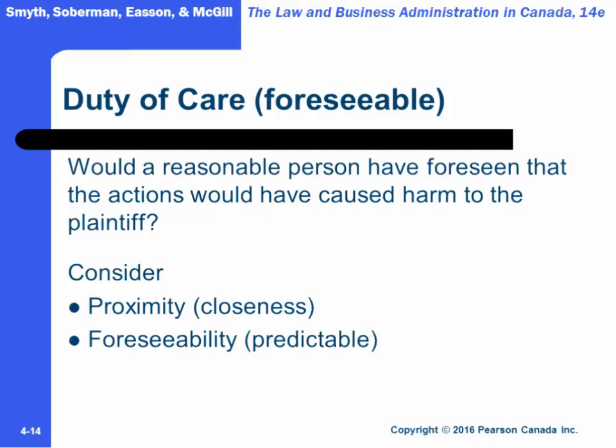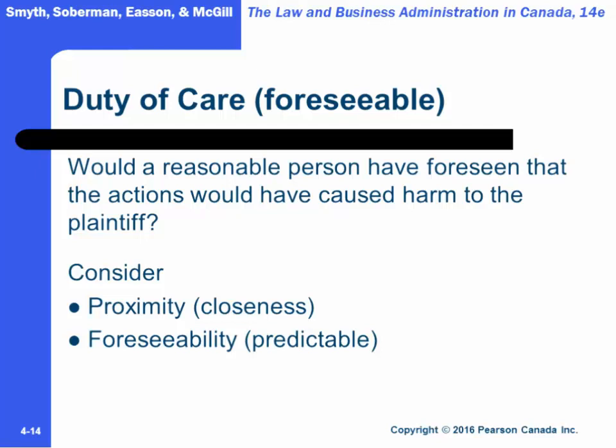The word just before conduct should not read plaintiffs, it should read defendants' conduct. And the last word in the sentence should not read defendant, it should read plaintiff. In other words, it was foreseeable that the defendant's conduct, the person who's being sued for negligence, that their conduct would cause harm. I'll give you an example to help cement this into your mind.